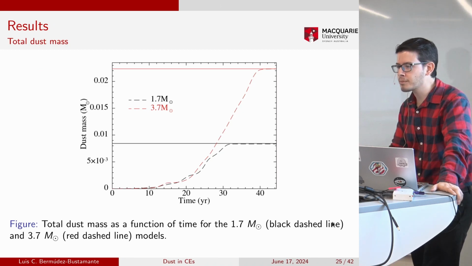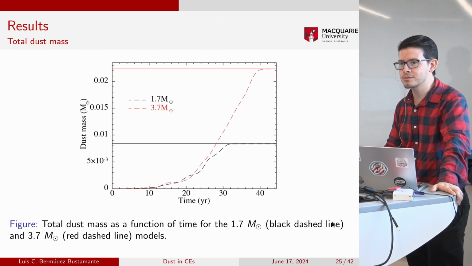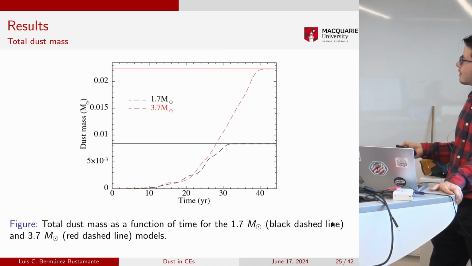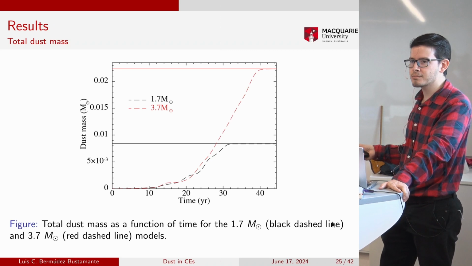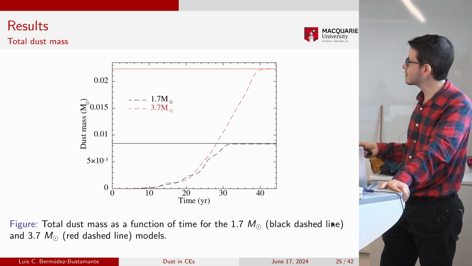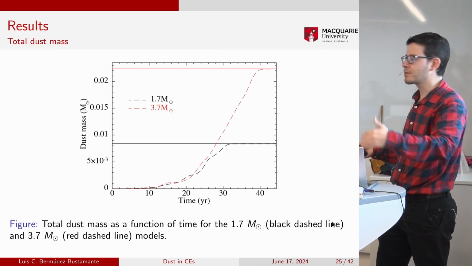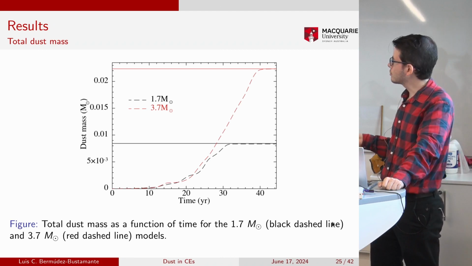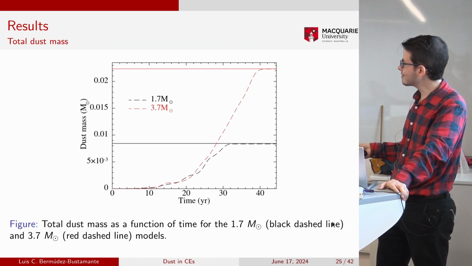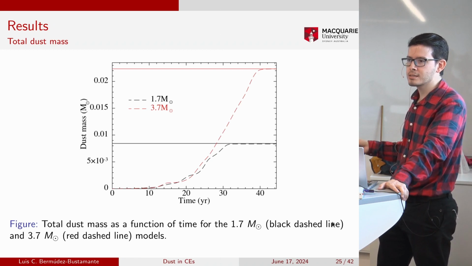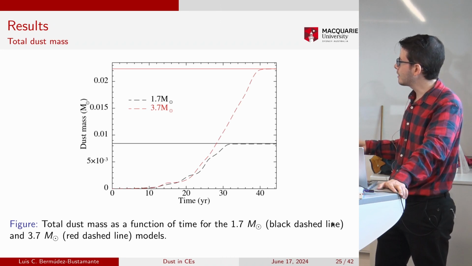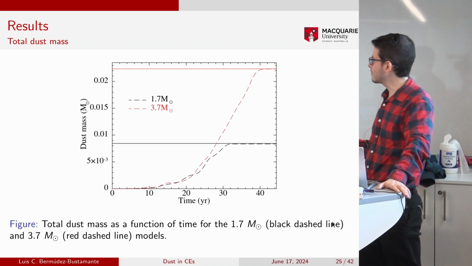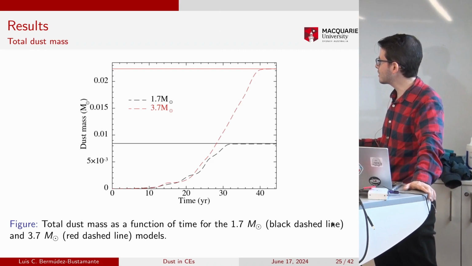Okay, let me tell you about the total dust, the total amount of dust in the envelope. So here are our two models, the 1.7 solar mass and the 3.7 solar mass AGB stars. The dashed lines are the calculated amount of carbon, and the horizontal lines are the theoretical maximum. So you see, the first thing to notice is that in less than 40 years, you are forming almost all of the maximum in dust. You can form all of the available carbon into dust in 30 or even 40 years.